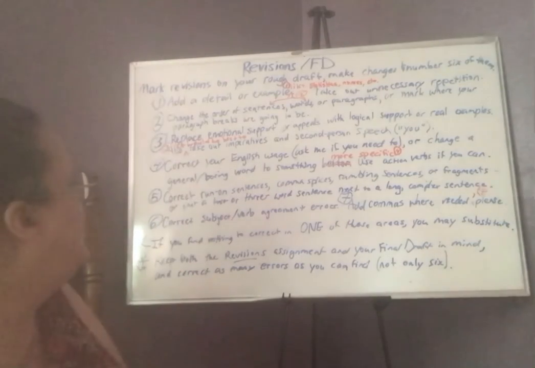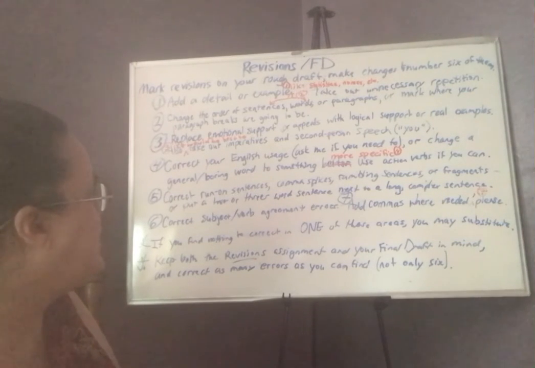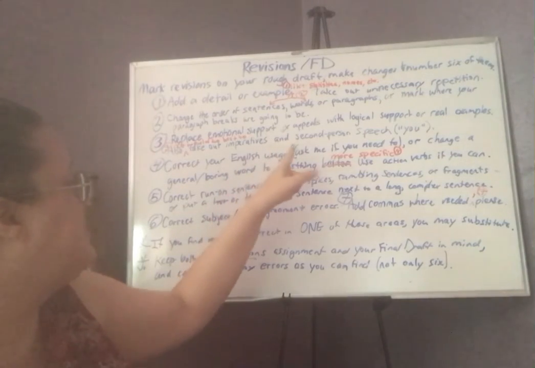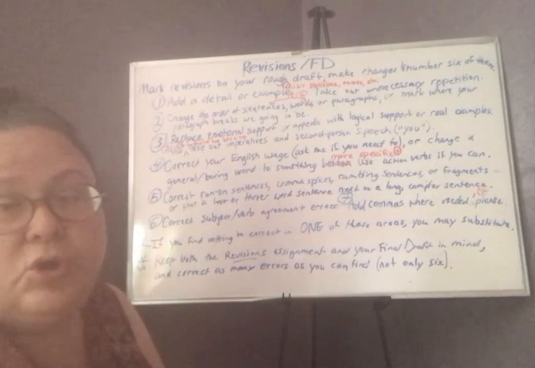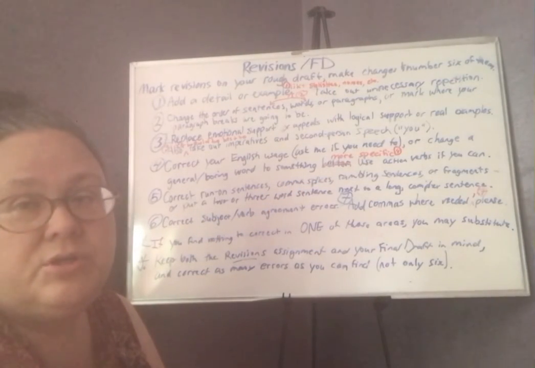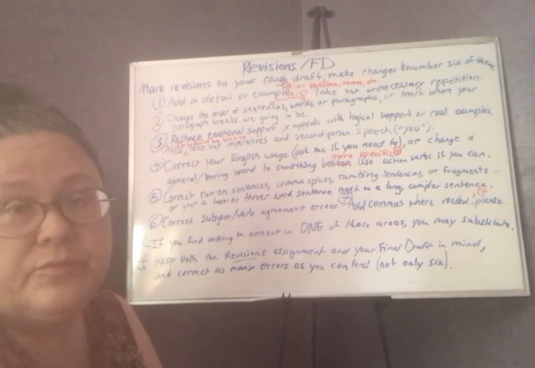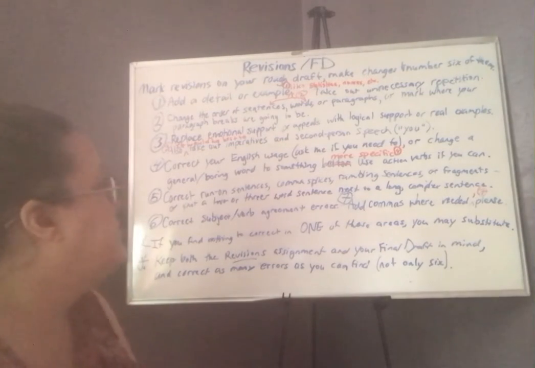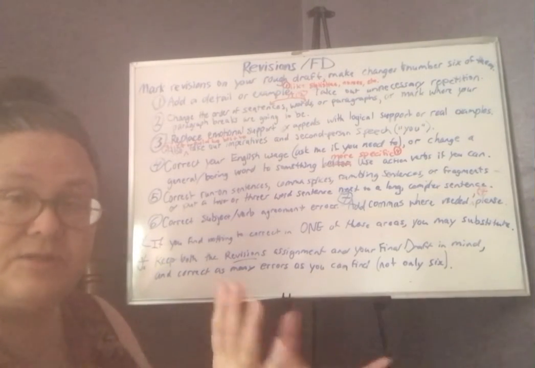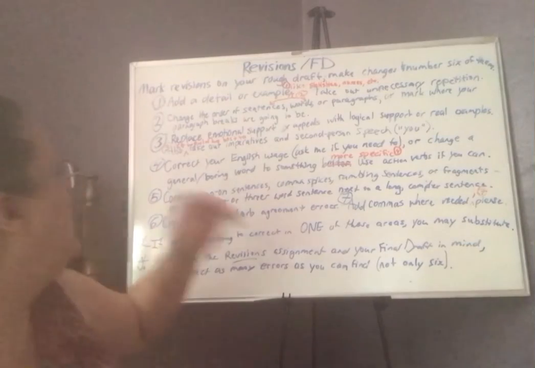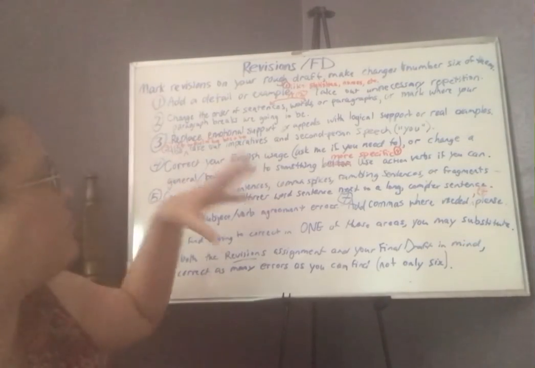Number 3, replace emotional support or appeals with logical support or real examples. Also, take out imperatives in second-person speech, like the word you. When you're writing a formal paper, you should not be using the word you in most cases, because you are not supposed to be talking to your audience. You're supposed to be just discussing a subject. So if you take out the word you, that would count.